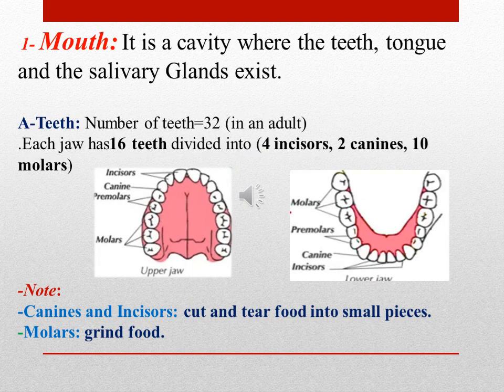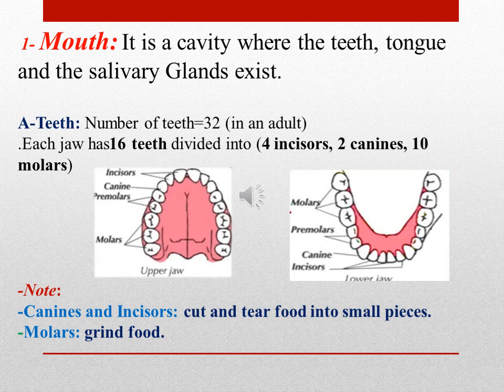The mouth. It is a cavity or a big opening in our face where we can find the teeth, tongue and the salivary glands. Teeth. In the adult person, we can find 32 teeth. Each jaw has 16 teeth. They are divided into 3 different types. First one, 4 incisors, 2 canines and 10 molars.